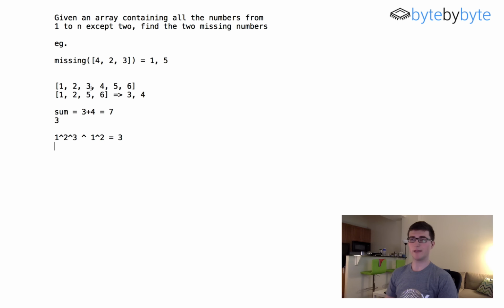Now we do the same thing again. We XOR 4, 5, and 6, and then we XOR that with 5 and 6. Obviously, the 5 and 6 cancel out, so we return 4. And that's how we're going to do this. This way, we're going to do it in linear time, and using constant space, which is the cool thing.